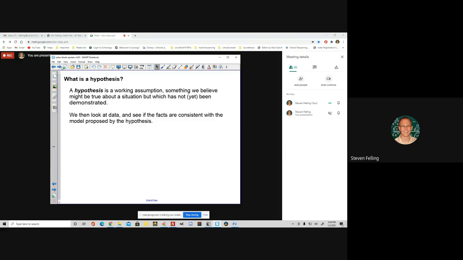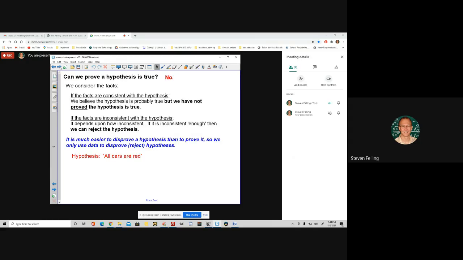We then look at the data and we see if the facts are consistent with the model that's proposed by that hypothesis. So the first really important thing to know is, can we prove a hypothesis is true using data? And the answer to that is no. In statistics, in AP statistics, there's no way to prove that a hypothesis is true. What we can do, though, is consider the facts that we have from our sample.